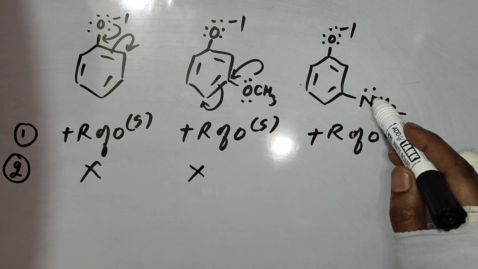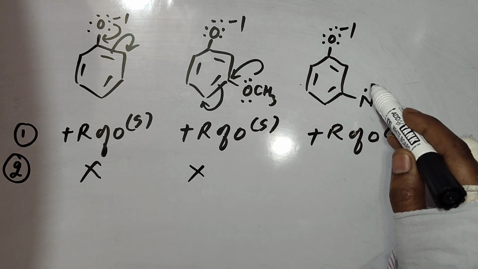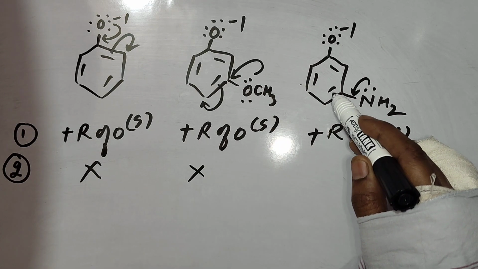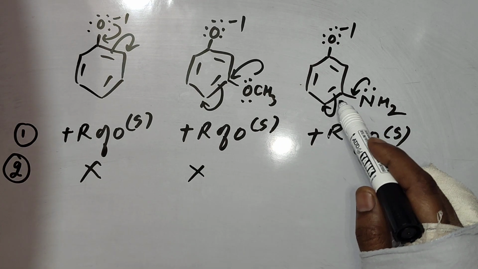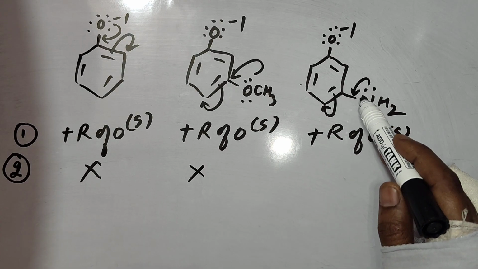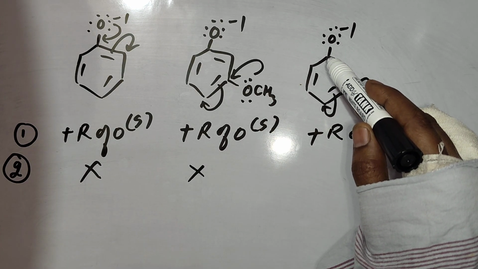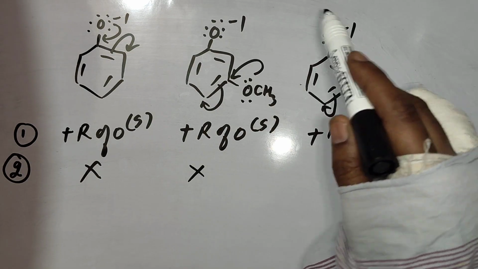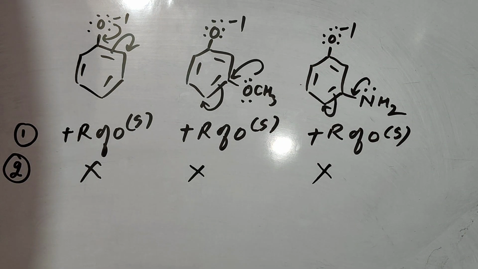Nitrogen can also show plus R effect because it is carrying a lone pair and it is directly attached to benzene ring. So this resonance it can show. But again, it is also present on meta position. And you know, if substituent is present on meta position, electrons will never come here. And if electrons are not coming here, this oxygen will not get any effect. So I am not considering these effects here.